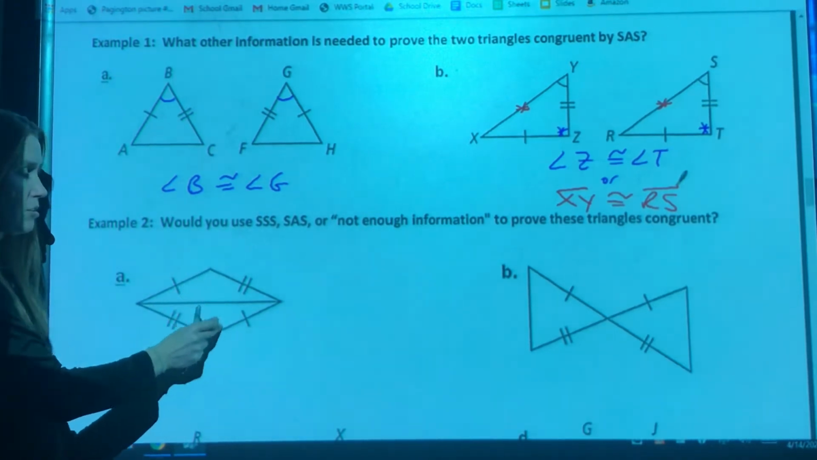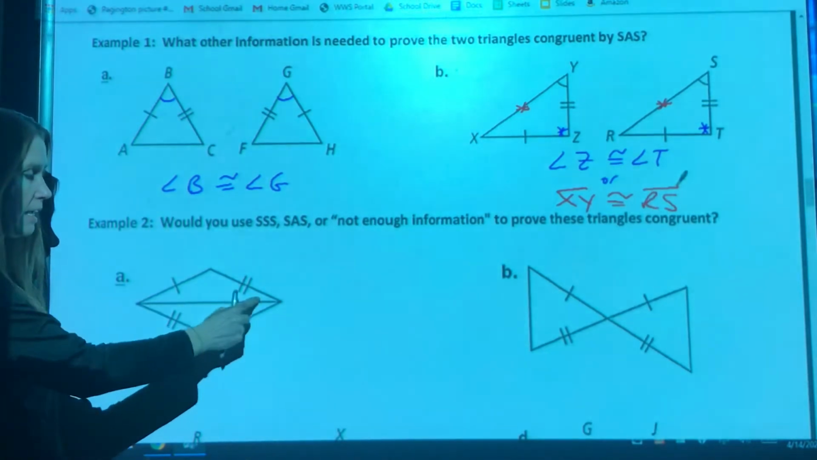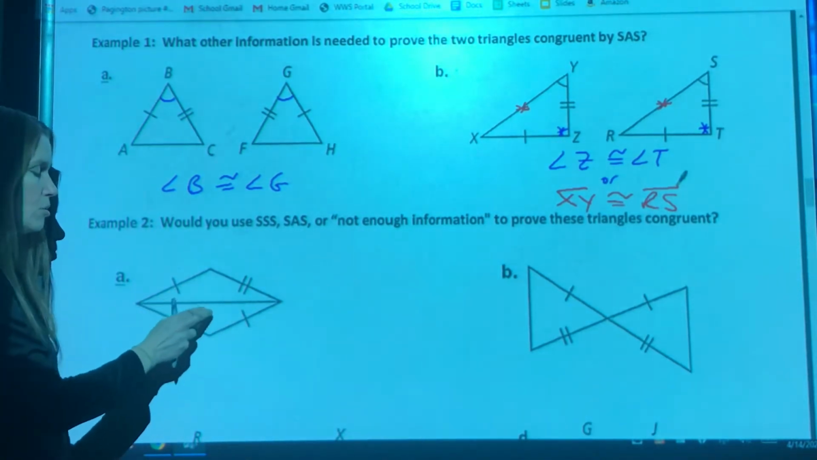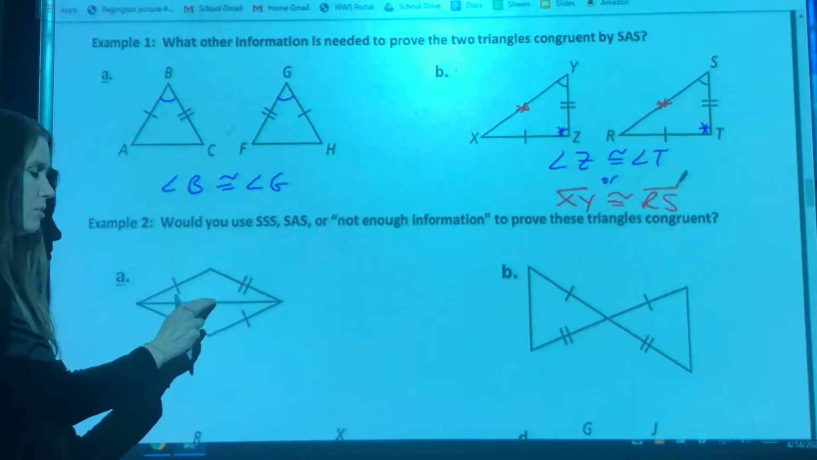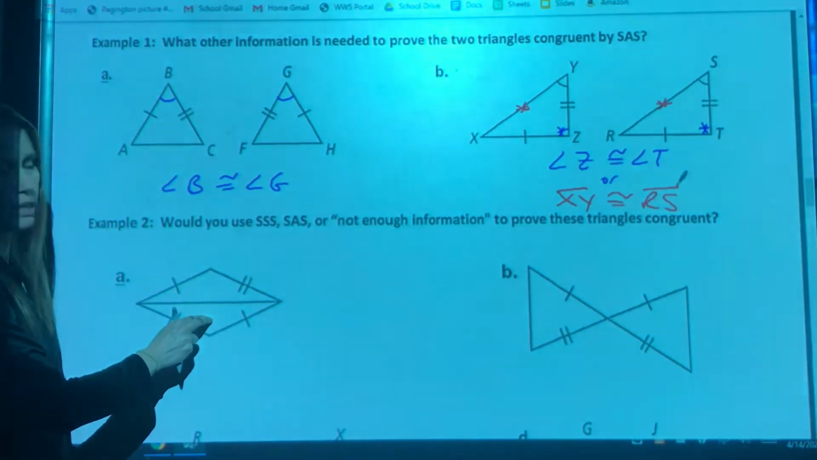I can see if these 2 triangles share this side, then I know that this side of this triangle is congruent to this side of this triangle by the reflexive property.